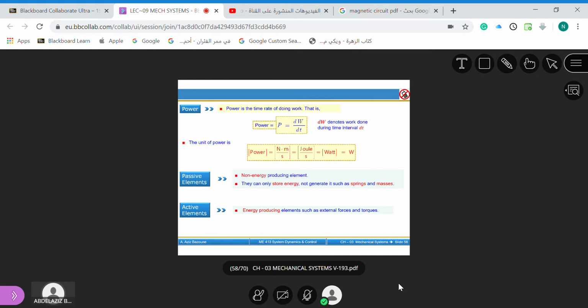The power is usually defined as the rate of change of the work with respect to time. So dW denotes the work done during a time interval dt. It is Newton meter per second, which is joule per second or watt. This is the work done per unit time. We usually call it work done per unit time. It's called the power.